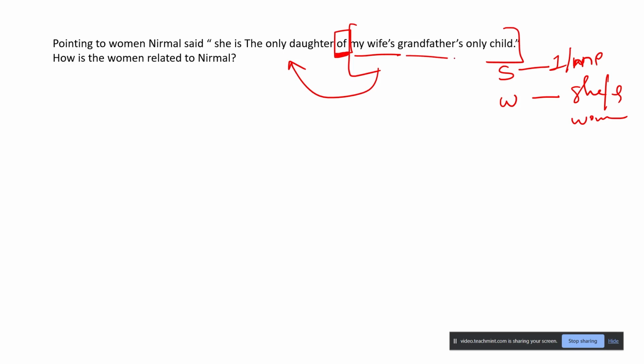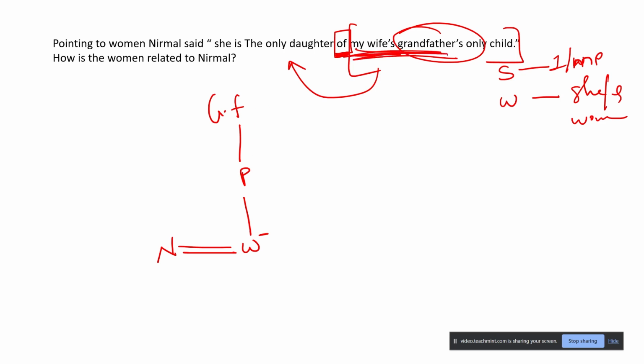So here, my wife's grandfather. Let us take Nirmal is here because I means Nirmal in our problem. Nirmal's wife is going to be here. Nirmal wife's grandfather means father's father or mother's father. I don't know that one, that's why I'm simply saying parent. So Nirmal wife's parent is going to be here. This parent's father, we are going to call him grandfather. So Nirmal's wife's parent's father is Nirmal wife's grandfather. His only child means Nirmal wife's grandfather's only child is nothing but Nirmal's wife's parent, P.